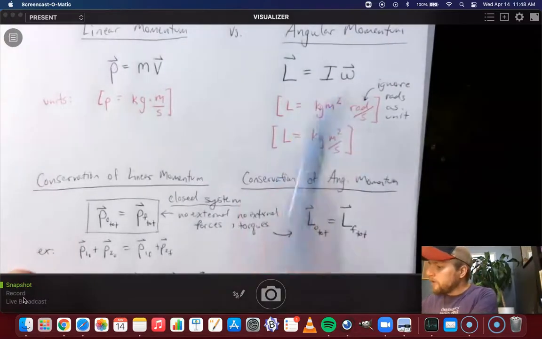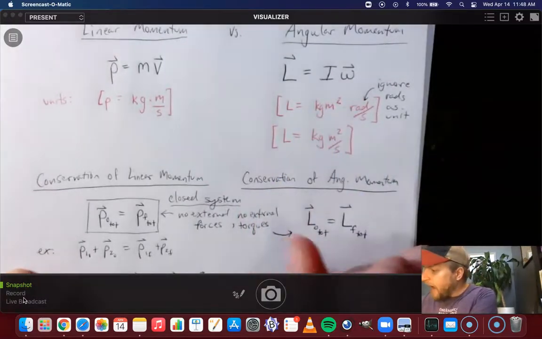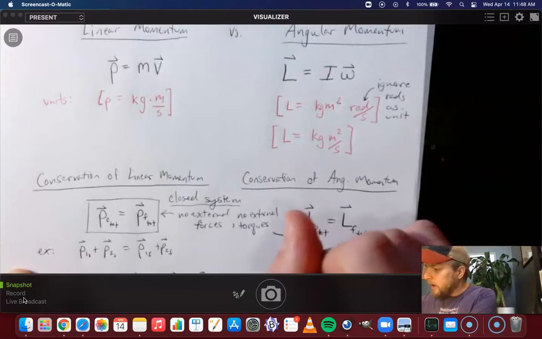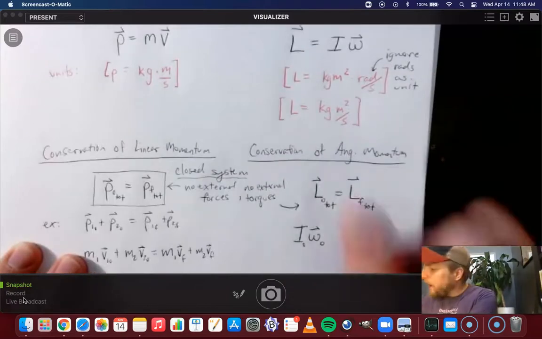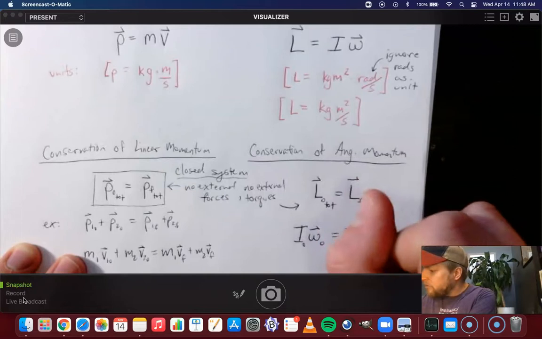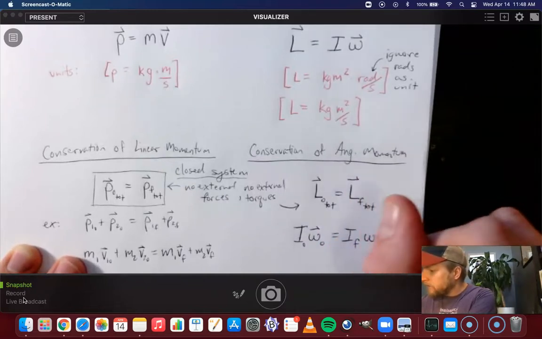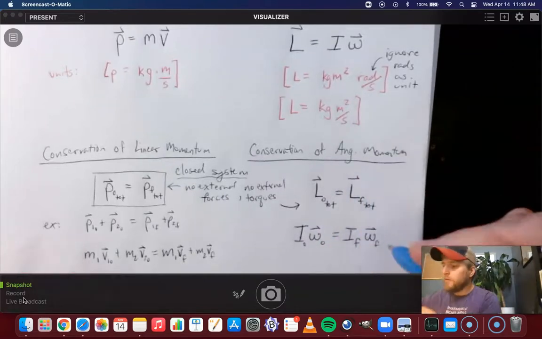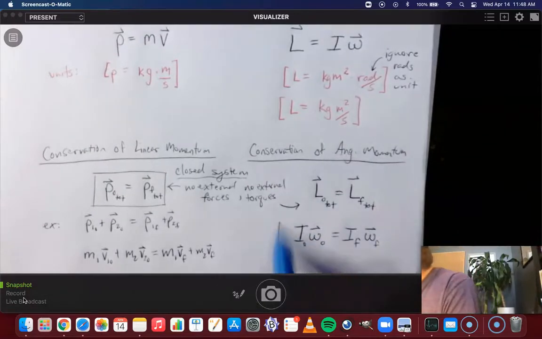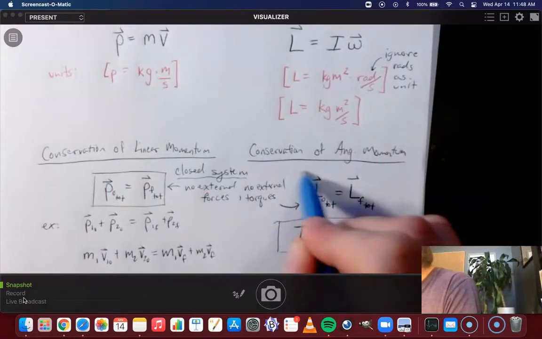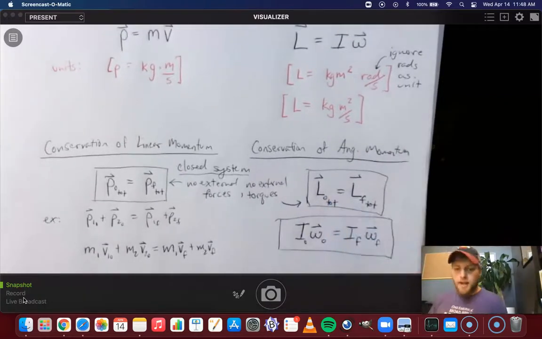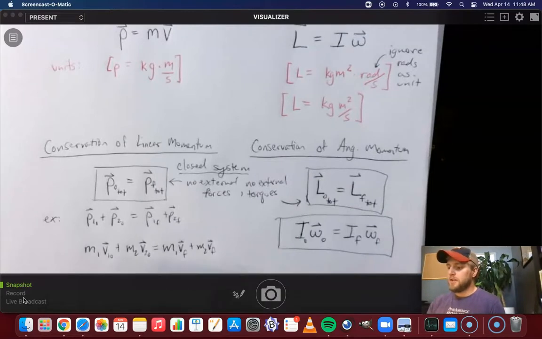So angular momentum, we could say, is going to just be I omega, and we'll say it's the initial moment of inertia and the initial angular velocity. And at the end, we'll have some change to one or both of those things. So that is actually our bread and butter equation for angular momentum, keeping in mind that if there are more than one object, we'll have to make some adjustments to this and have more terms in our equation.